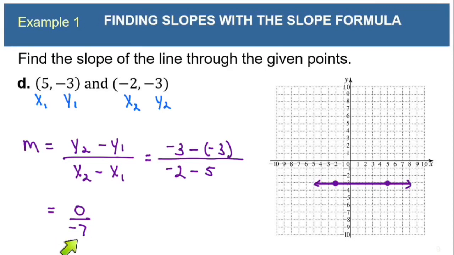Now it doesn't matter what the denominator is. If the top is 0, that's 0. 0 divided by anything is still 0. And so you can see that for a horizontal line, the slope will always come out 0 because a horizontal line has no rise, and therefore the result of the top of the formula will always be 0.